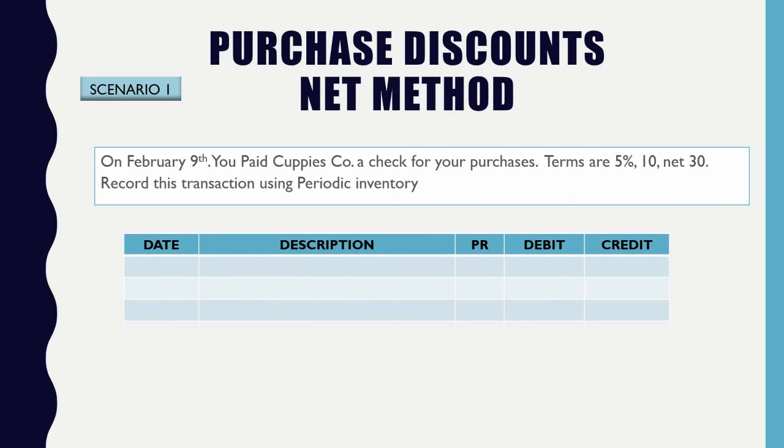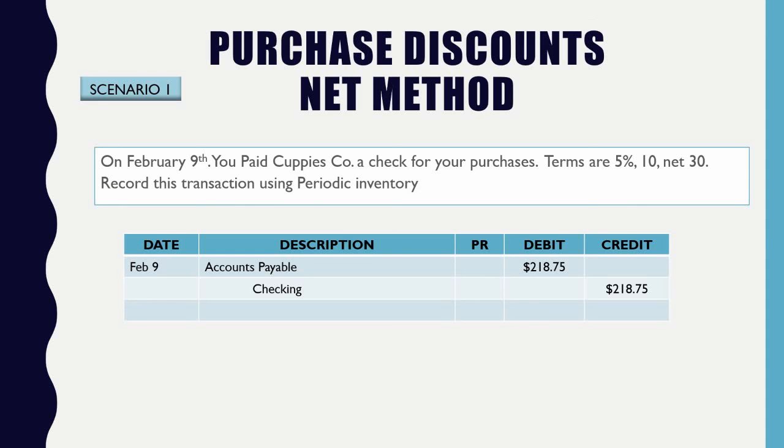Now, scenario 1, you are going to pay on the 9th of February. So did you make the discount period? Yes, within 10 days. You paid within the first 10 days, exactly. So how are you going to record this now? Accounts payable, the 218.75, and then the checking account credited, the same amount.